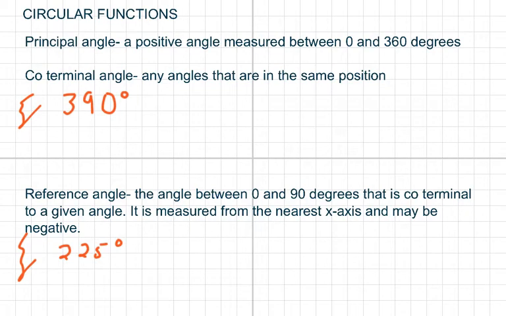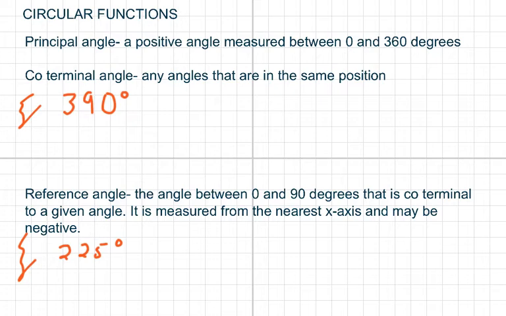All right, this is a real simple lesson to introduce circular functions. We've got some definitions to begin with. We've got principal angle: simply any angle that's between 0 and 360 degrees, measuring from the 0 on the unit circle. We'll look at the unit circle as we go along, so that'll become pretty common.